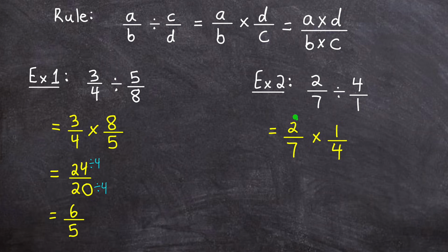I notice that I can reduce this 2 over 4. 2 divides evenly into both of those numbers, so I could divide them both by 2. 2 divided by 2 is 1, and 4 divided by 2 is 2. So that 2 over 4 reduced to 1 over 2.